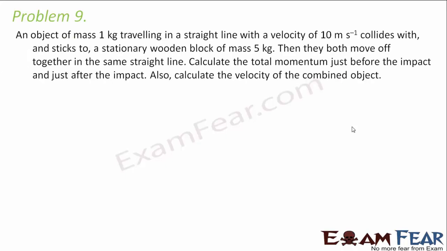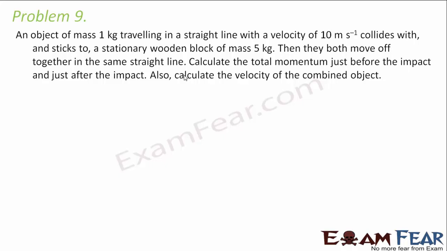Let us look at problem number 9. It says an object of mass 1 kg traveling in a straight line with a velocity of 10 meter per second collides with and sticks to a stationary wooden block of mass 5 kg. They both move off together in the same straight line. Calculate the total momentum just before the impact and just after the impact. Also calculate the velocity of the combined object.